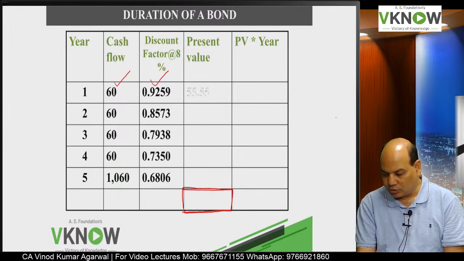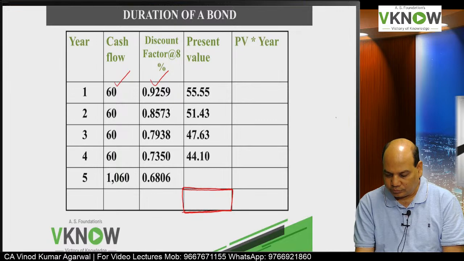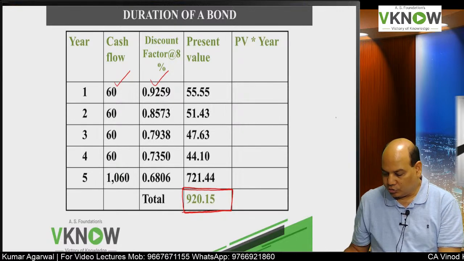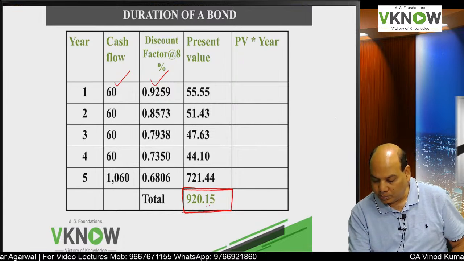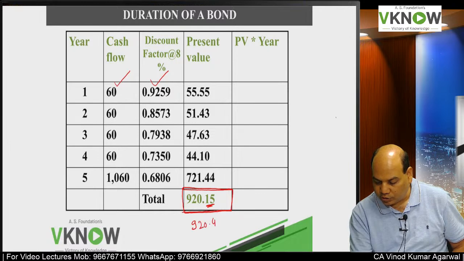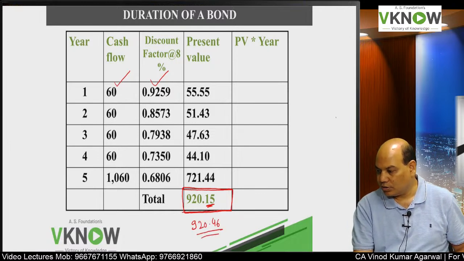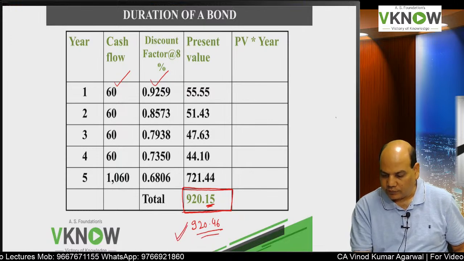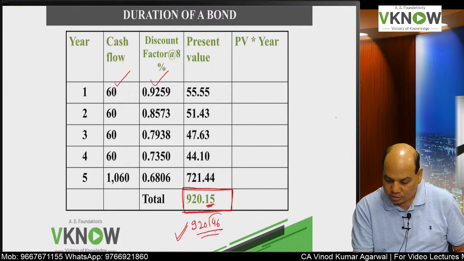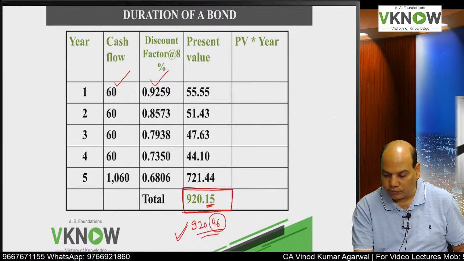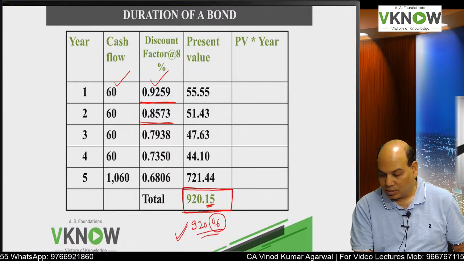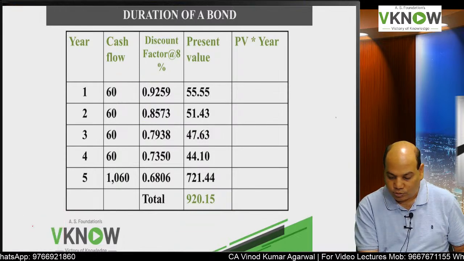So one student has got it. Very good. 920 point something. One student got 920.46. That is also right, no problem. Because of discounting and present value, sometimes differences come because of rounding off. Somebody may take 4 digits, somebody may take 3, somebody may take 5. Somebody can directly calculate also.